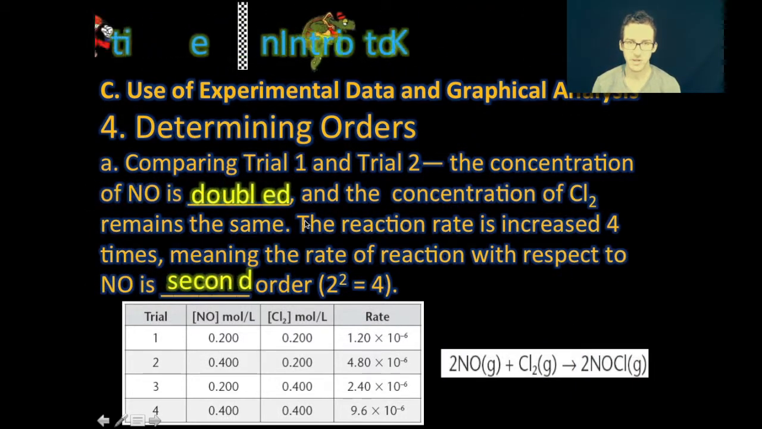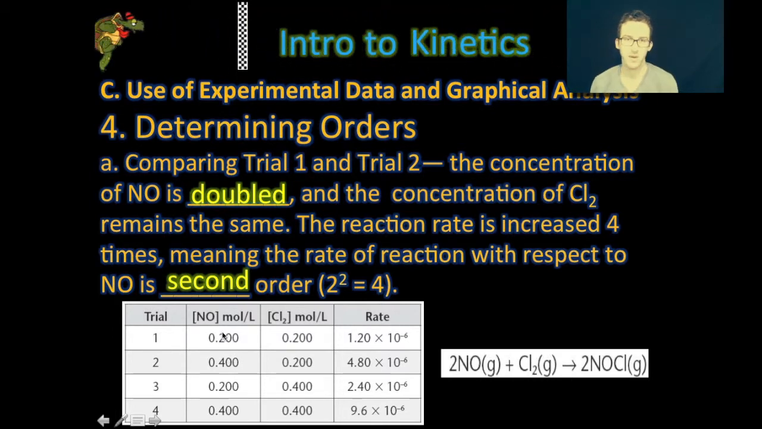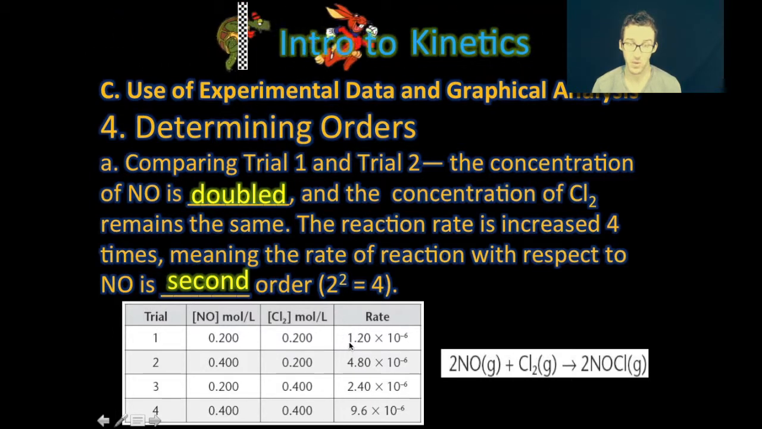Okay, so as we take a look at our data here, and we are again trying to find a couple of trials in which the concentration of one of the reactants is held constant, we look at trials 1 and 2. Here, the concentration of our chlorine reactant is held constant between those two trials. However, our reactant of NO is doubled. So we go from 0.2 molar to 0.4 molar. Now, by doubling that reactant, note what happens to our reaction rate. It increases by a factor of 4.